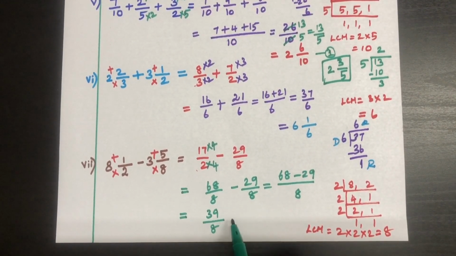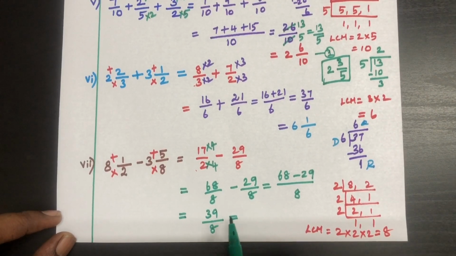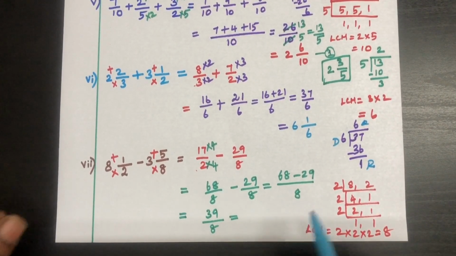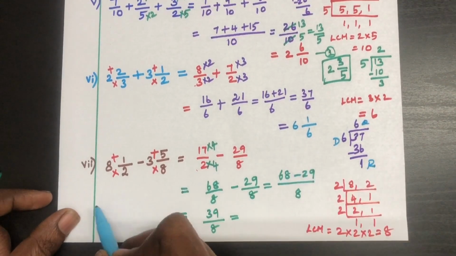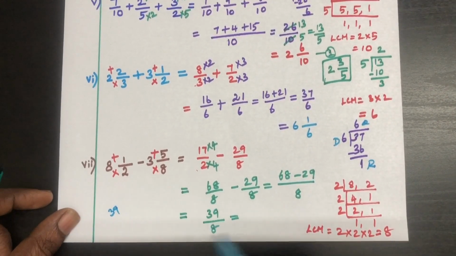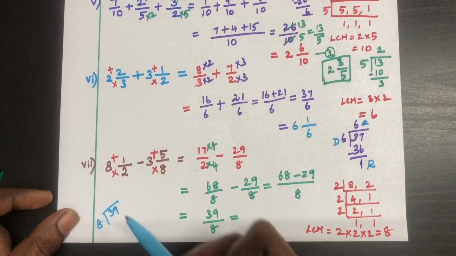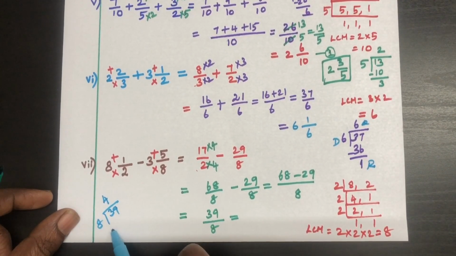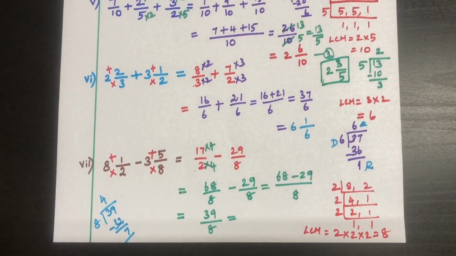We are going to make this a mixed fraction. How to make it? See here, this 39. If you divide it by 8, how many 8s? 4 8s inside 39. So 8 4s are 32. Remainder is 7. Now give this in the QRD format.